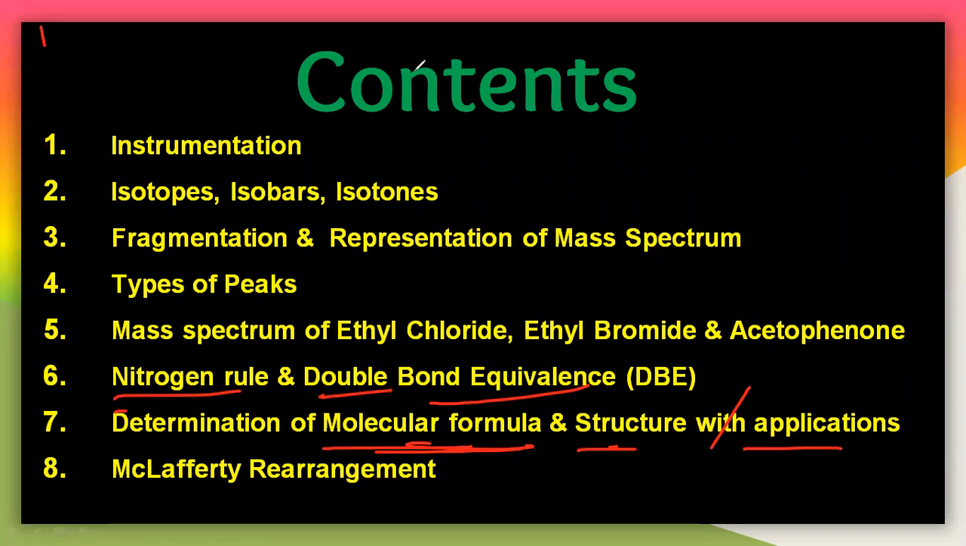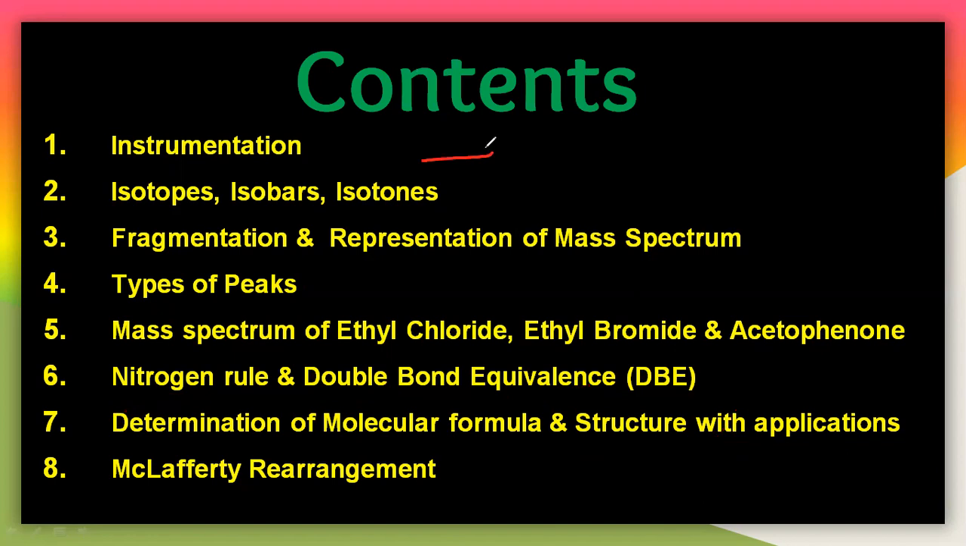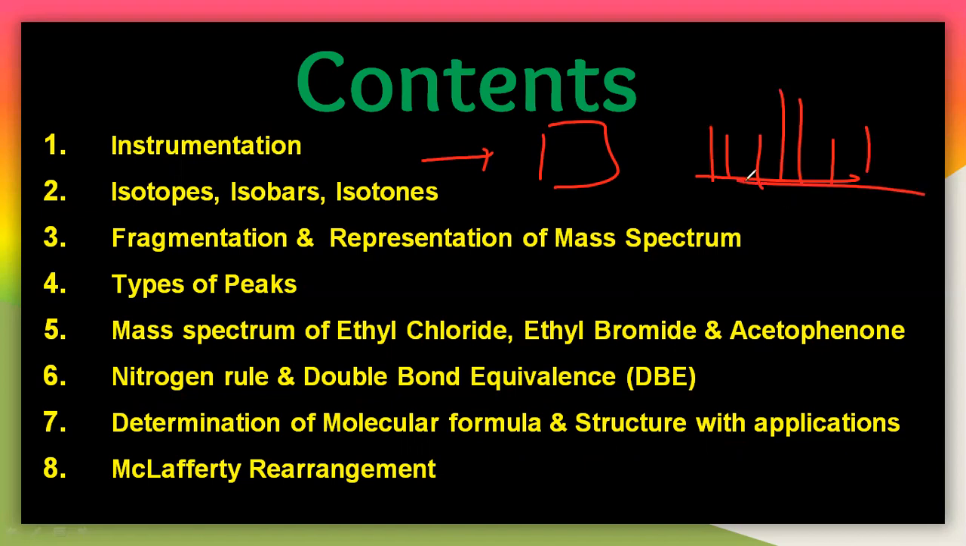So let us understand. If you take a sample here, and this is an instrument here, you are getting a particular spectrum like this. And by using this particular spectrum, we have to determine the molecular formula and the structure of that particular sample here. So this is a particular sample here, and this is an instrument here, and we are injecting this sample and we are getting the spectrum here.